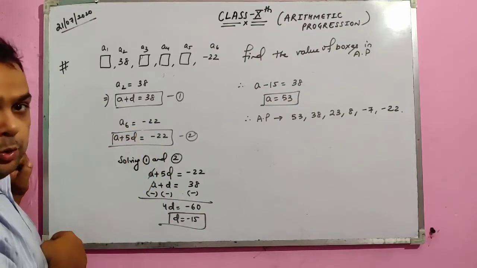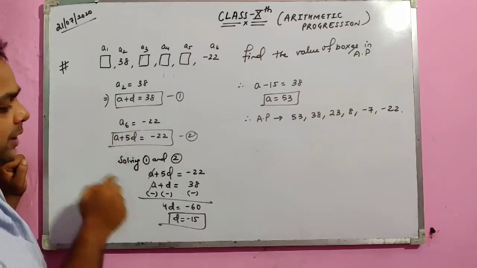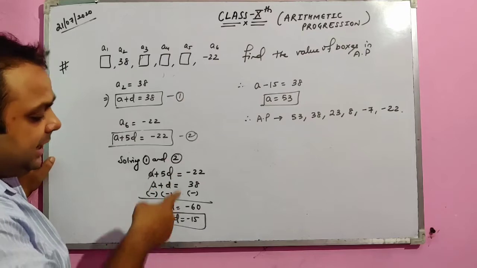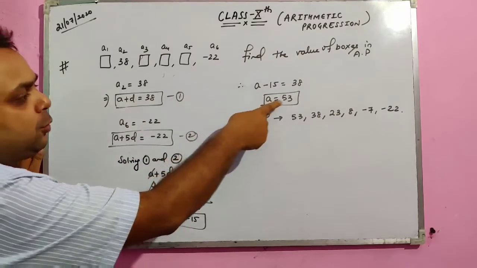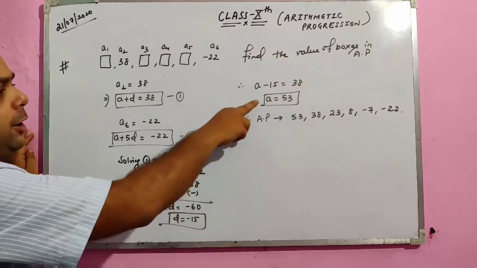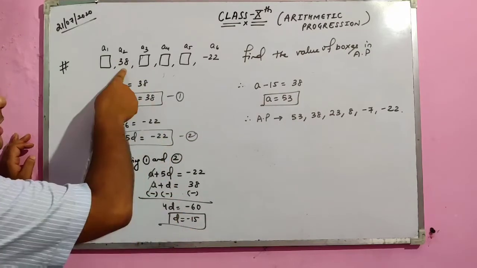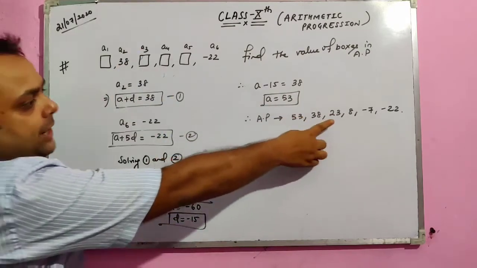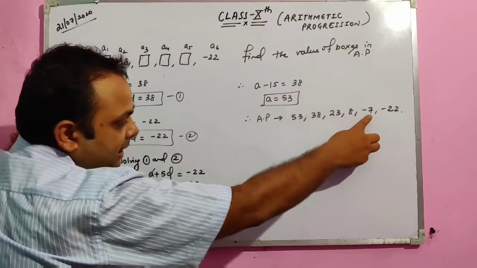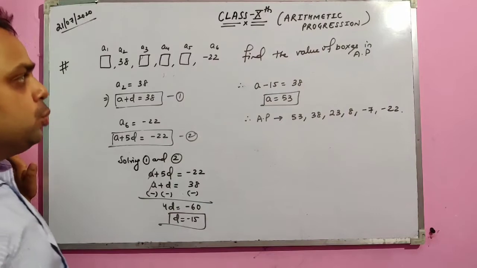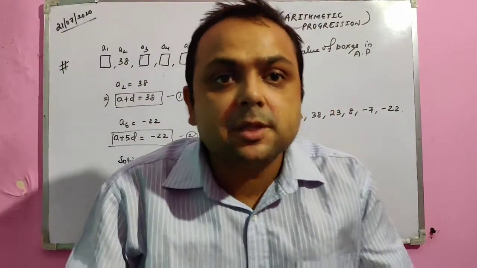A6 is minus 22. So this is a plus 5d equal to minus 22. Solving these two equations by elimination, we get d equal to minus 15. Just putting this value in the first equation, we get a equal to 53. Now you have the values of a and d. So the first term is 53. Subtracting 15 gives 38. Subtracting 15 gives 23. Subtracting 15 gives 8. Subtracting 15 gives minus 7. And then minus 22.